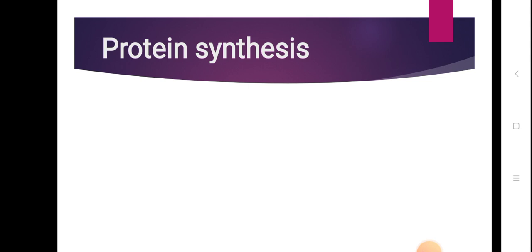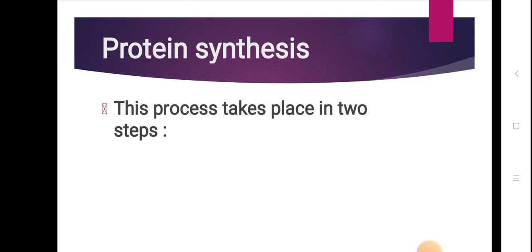And now let's talk about protein synthesis. The protein synthesis process takes place in 2 steps. The first step is the formation of an RNA molecule, the RNA that has the instructions for protein formation. We said before that DNA cannot make protein, but DNA carries what? Carries instructions for protein formation.